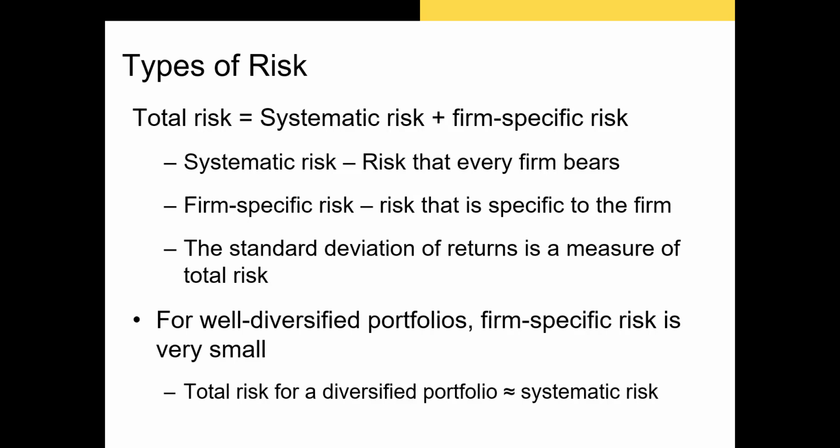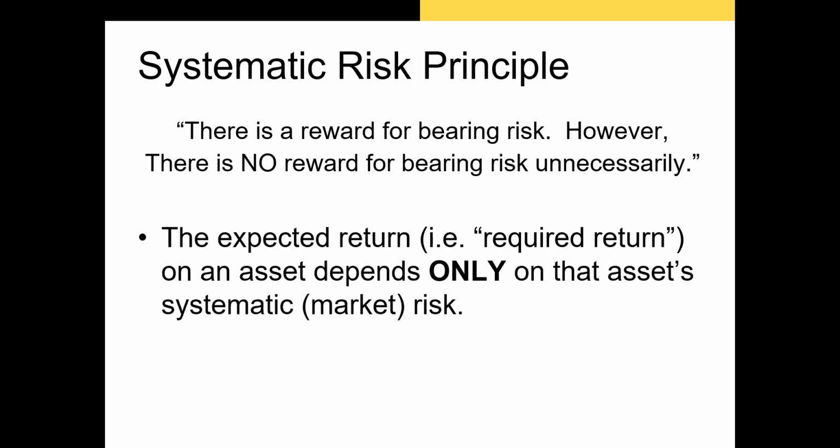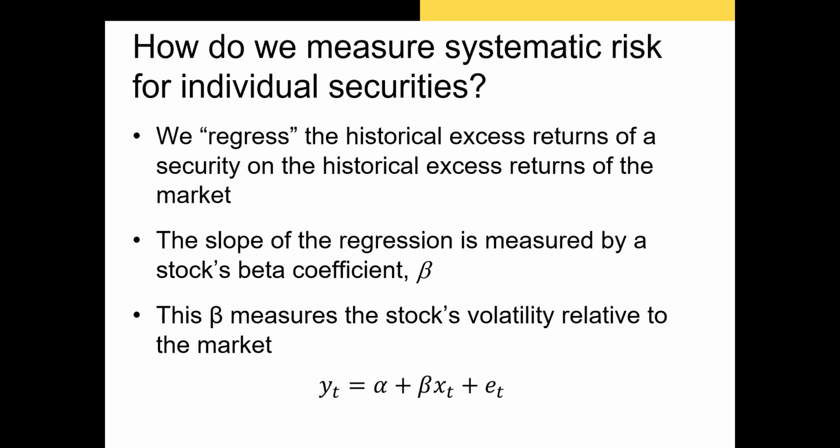Now, if we have a completely diversified portfolio, the only risk left in our portfolio will be that systematic risk. Because you can build a portfolio that completely diversifies away firm-specific risk, the only risk that investors should be compensated for is systematic risk. This is the basis behind the systematic risk principle, that reward for bearing risk depends only on the systematic risk of the investment.